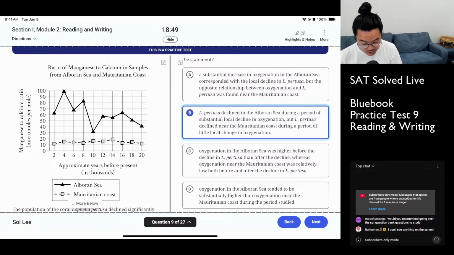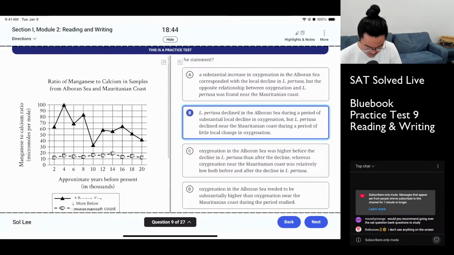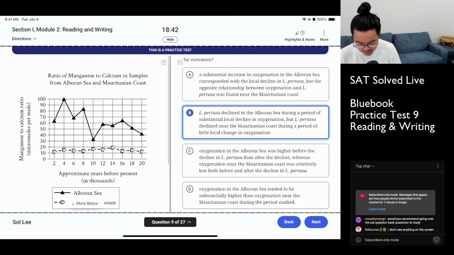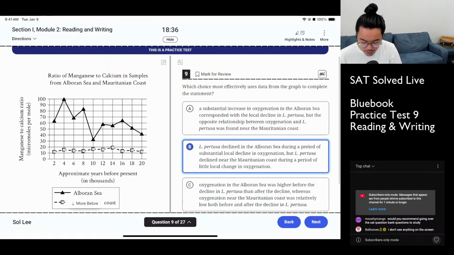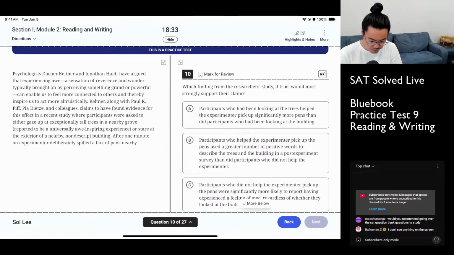Wow, that is my prediction. That's exactly what I was predicting. That's Mauritanian coast. That is correct. And that's the Alboran Sea. That's correct. So all parts of this are correct. I can move on. I mean, I could check C and D, but B is so absolutely correct that I can move on. Number 10, here we go.